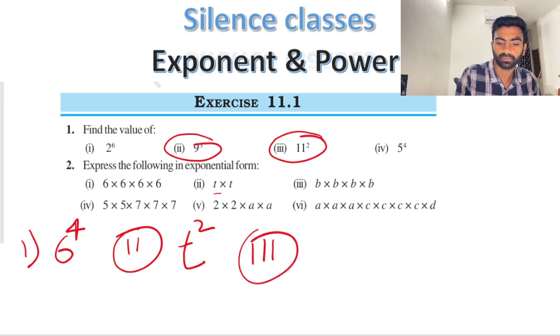First of all, the base is the same, that is b, and how many b's are written? 1, 2, 3, 4. 4 b's are here. Okay. Now question number 4.